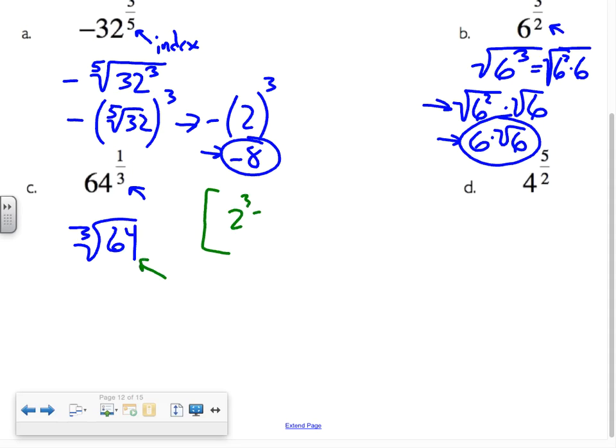So again, I'm going over all the perfect cubes because perfect cubes allow you to rewrite this. So 2 cubed equals 8. 3 cubed equals 27. 4 cubed equals 64. That means the third root of 64 is just 4.